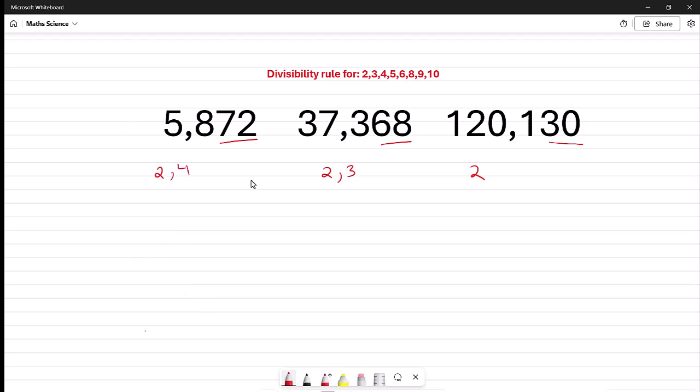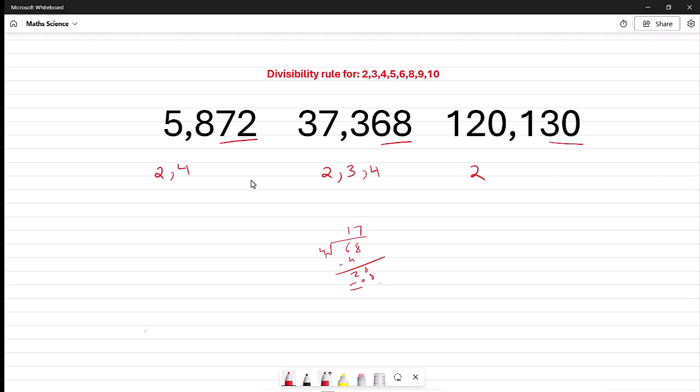Now for this number, 37,368, we just have to consider 68. Let's check if 68 is divisible by 4. 4 times 1 is 4. You get 2, and then 4 times 7 is 28. So 17. So this means this number is also divisible by 4. And now for here, we have to check if 30 is divisible by 4. 30 is not divisible by 4, so this means 120,130 is not divisible by 4. So instead of checking the whole number, we are just checking the last 2 digits.